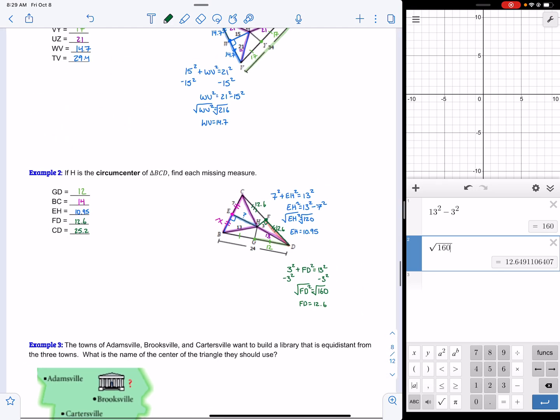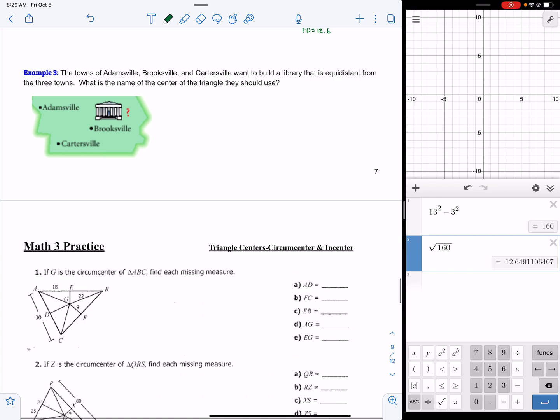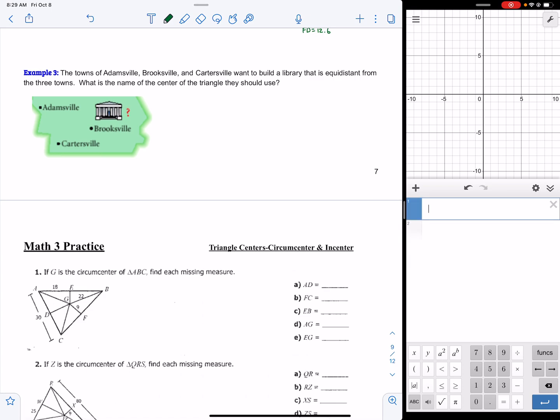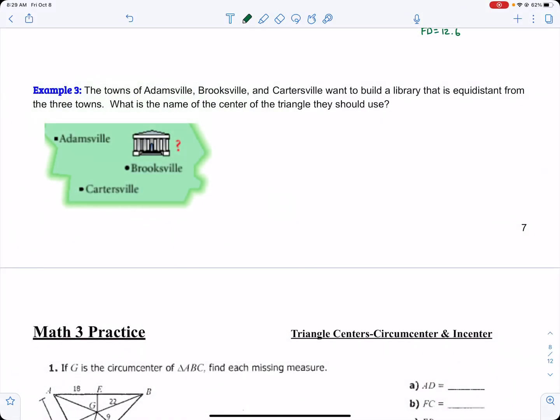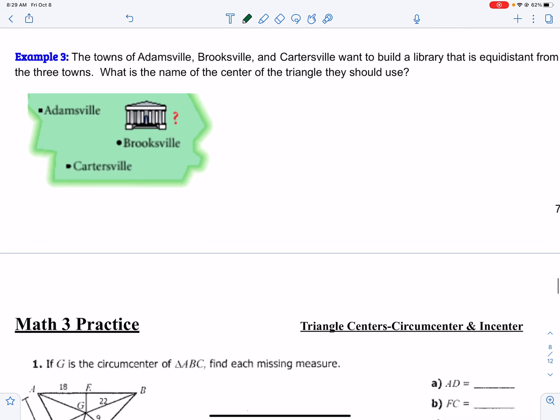All right, one more example. Example 3 says the towns of Adamsville, Brooksville, and Cartersville want to build a library that is equidistant from the 3 towns. What is the name of the center of the triangle they should use?